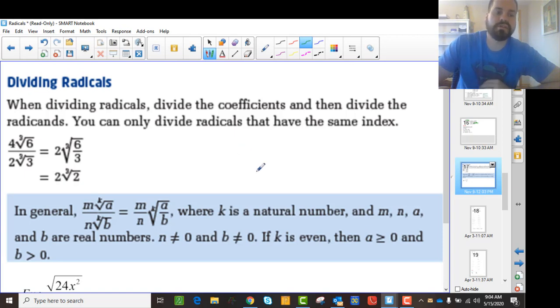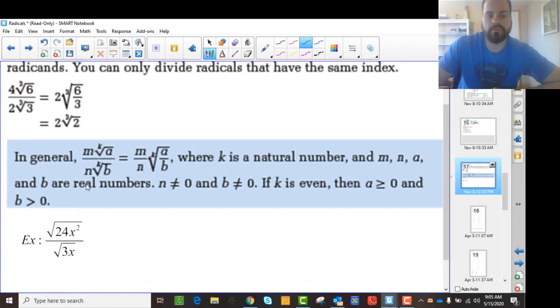Now, the last operation is division. Okay, so when you're dividing, as long as the radicals have the same index, then you can just divide the radicands. So you have, in this case, 4 cube root of 6 divided by 2 cube root of 3. All you do is divide the 4 by 2 and get 2, and 6 divided by 3 is 2. Okay, so it's pretty simple if it's a single division. If you're just dividing something by one monomial radical, then it's pretty easy.